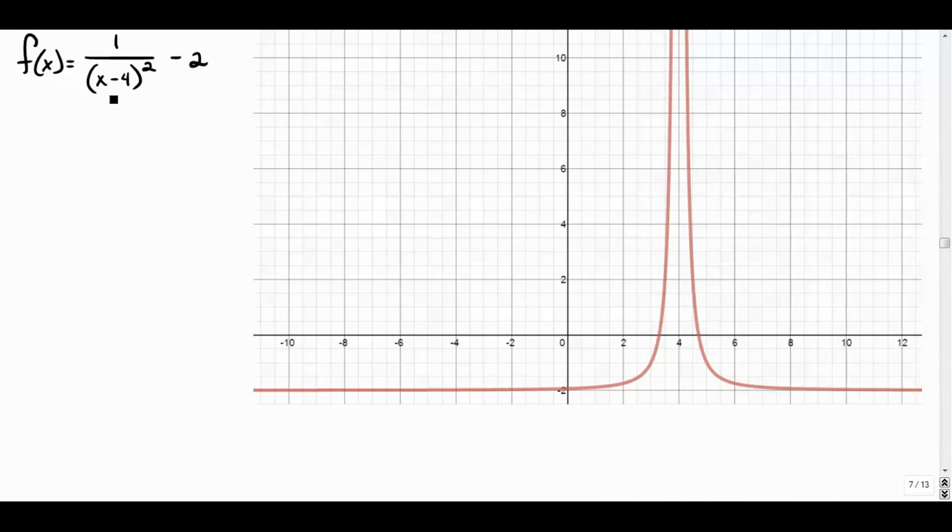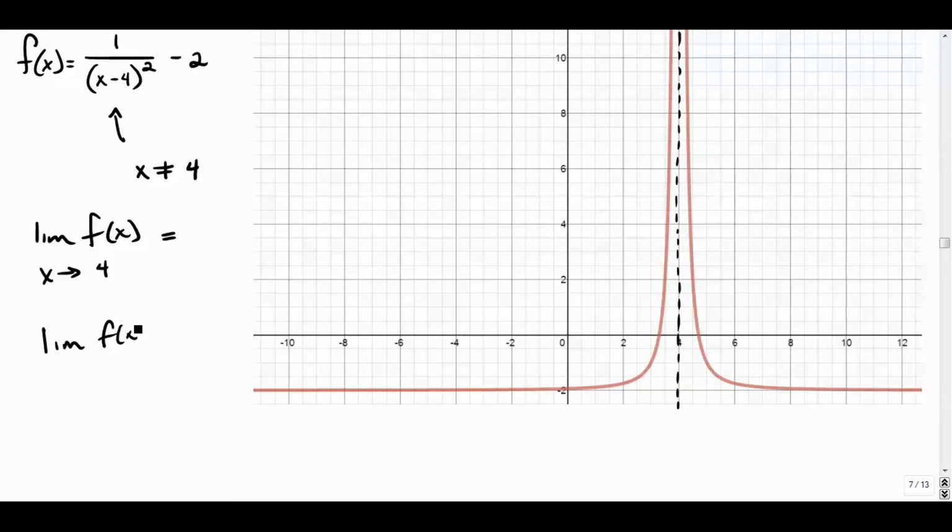All right, same deal here. We have a domain restriction. X cannot be 4, which is why you see this asymptote right here at positive 4. So if we ask the overall general question of what's the limit of f of x as x approaches 4, we have to look at it from both sides.